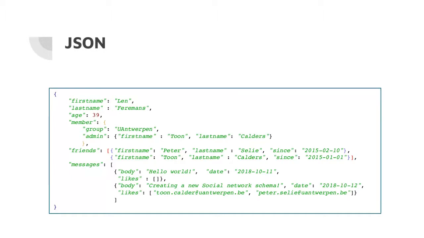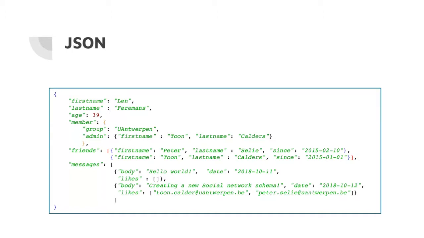So you have the curly brackets to denote the start and end of each dictionary. You have quotation marks for each key in your dictionary. So first name, last name, age, member, friends, and messages are the keys in the top-level dictionary. And then you have the values, which are here primitive strings. Again, you need quotation marks, or for a number you can just write it without quotation marks.